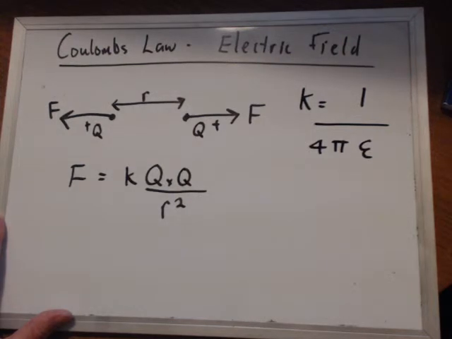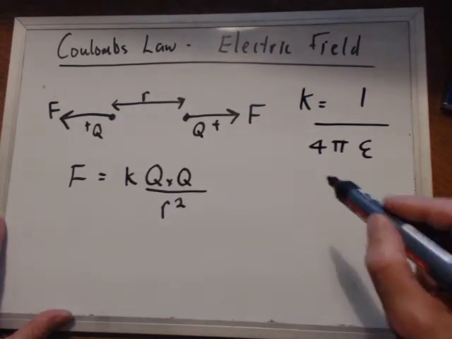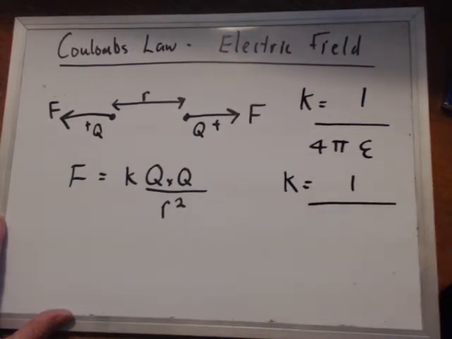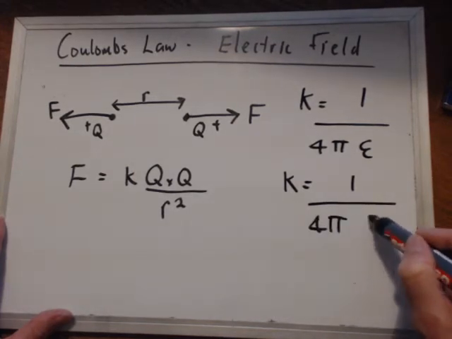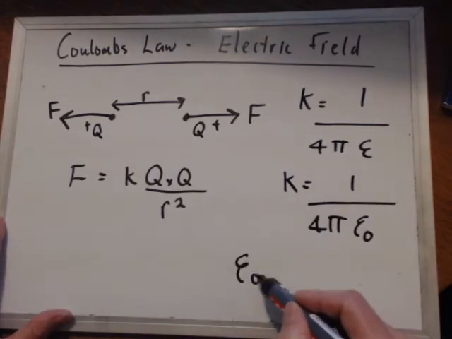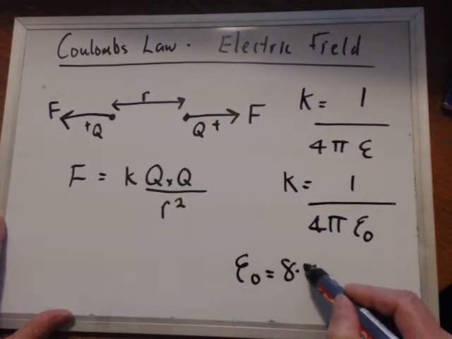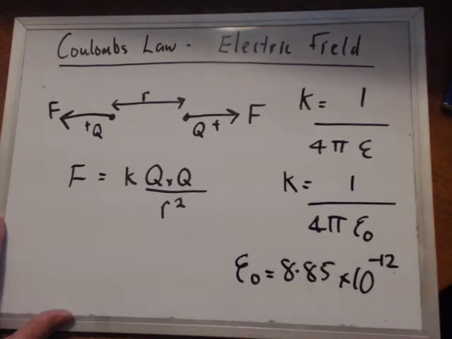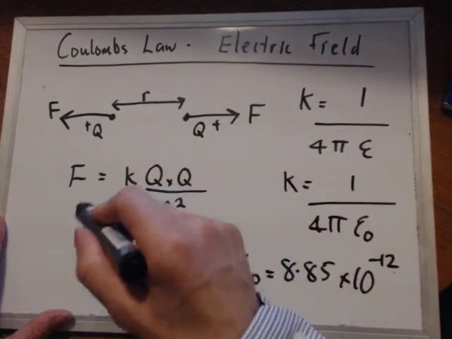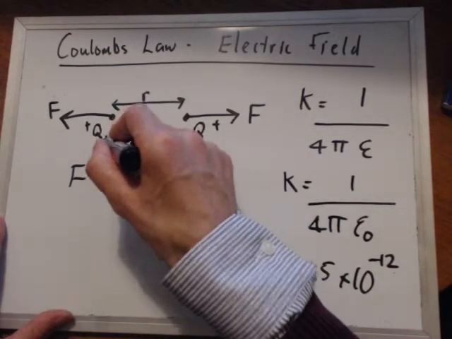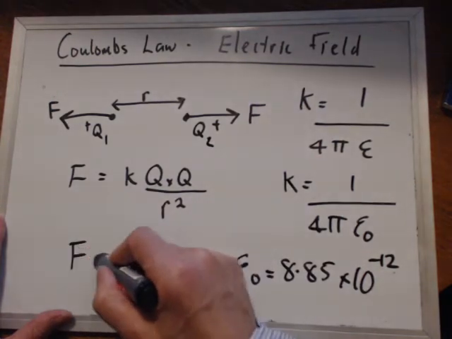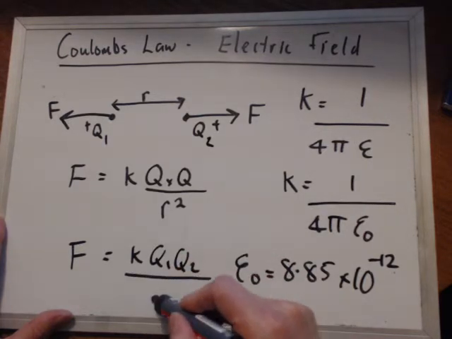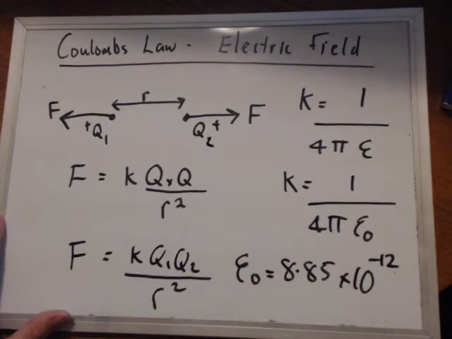Now for electric fields in air, we call this the permittivity of free space. So in air, which is what we use in most syllabuses, it will be 1 over 4 pi epsilon naught, whereby epsilon naught is equal to 8.85 times 10 to the minus 12. Okay, so another way we could think of writing this, we could call the charges Q1 and Q2. So the force would be equal to k Q1 Q2 all divided by r squared.